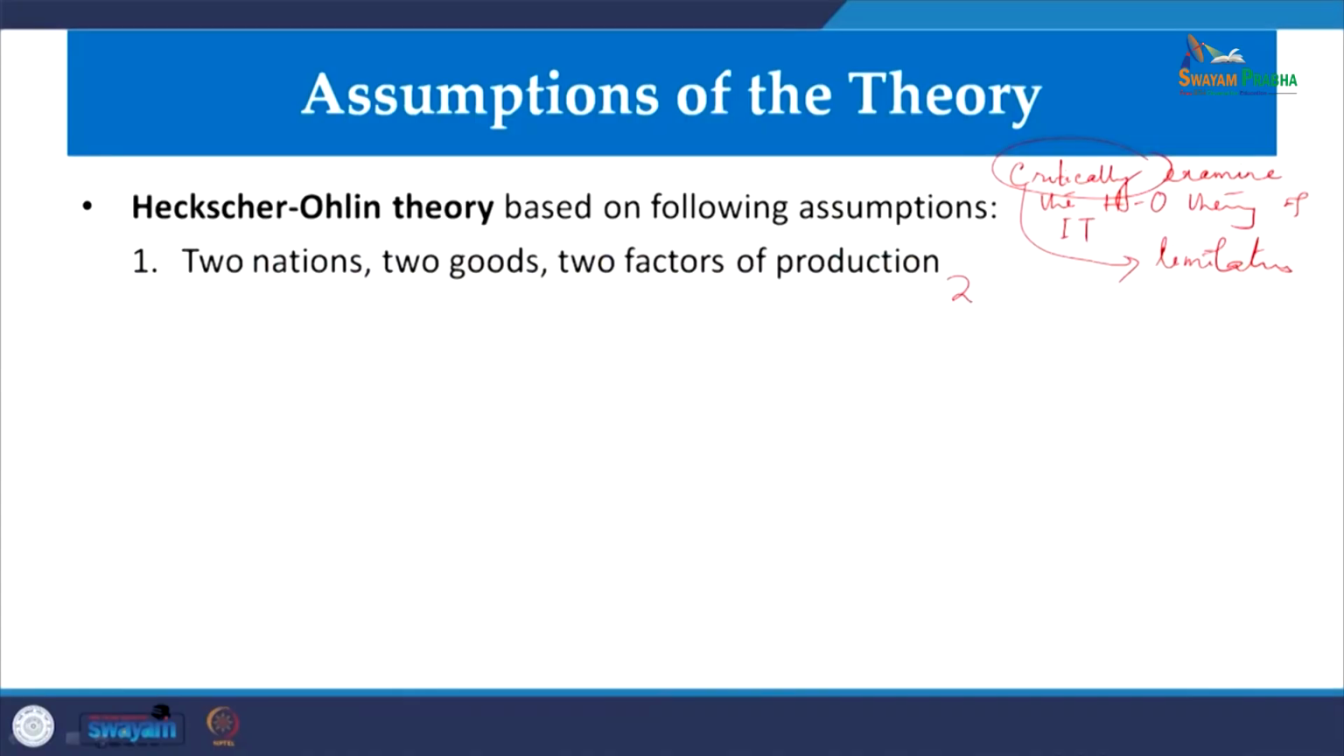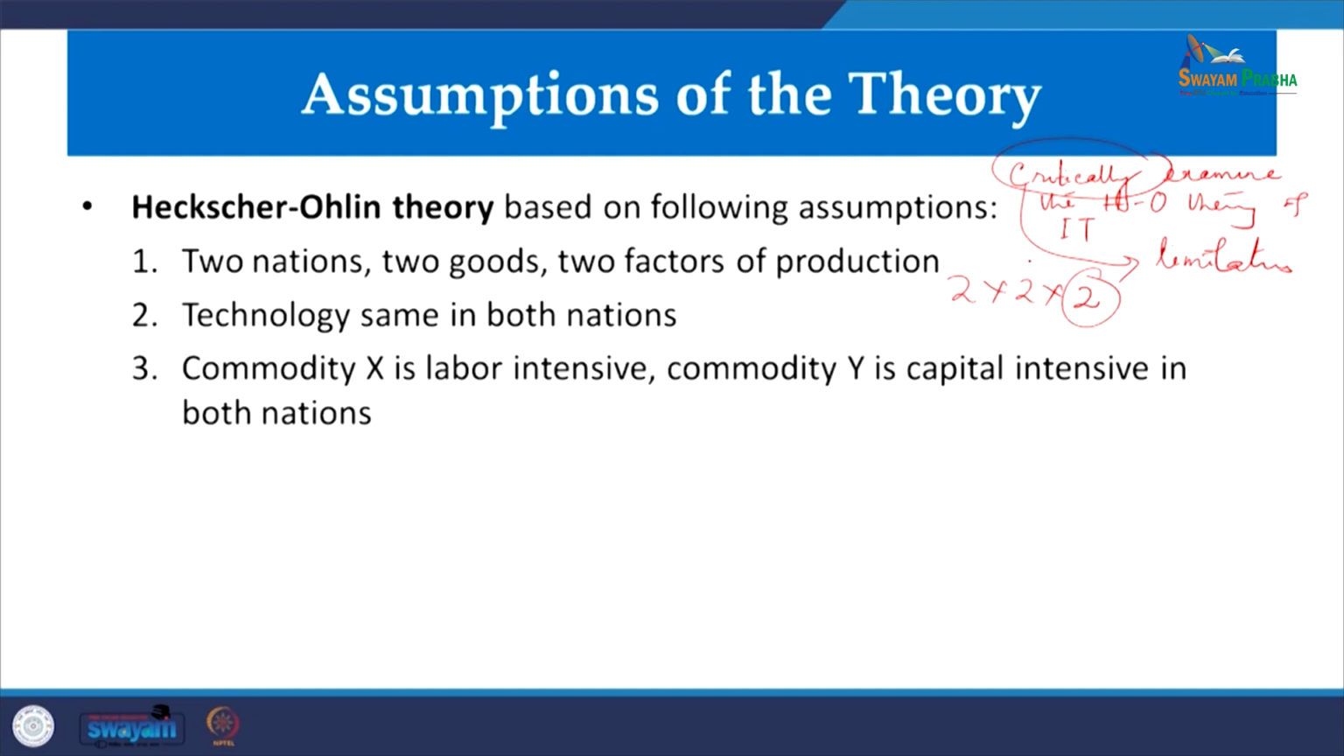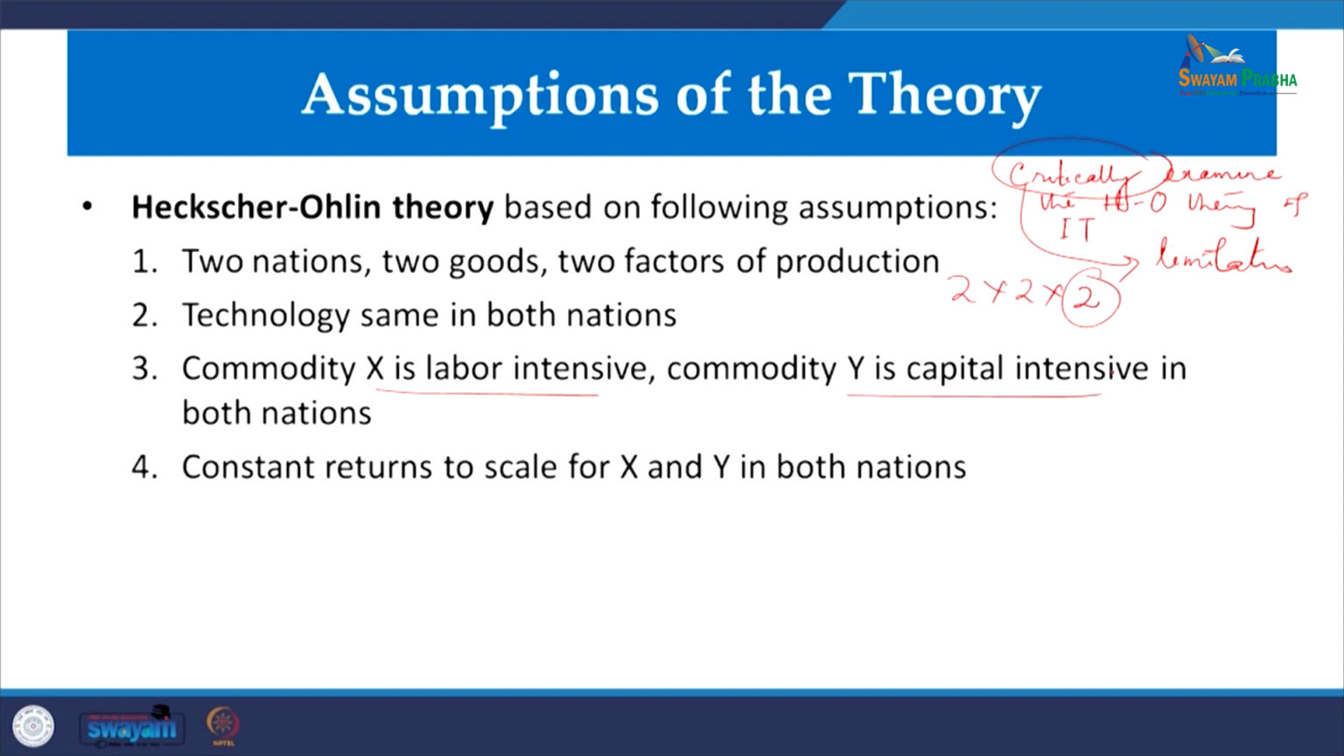So, the first assumption is, likewise in the classical theory we explained 2 by 2 by 1, here it is a 2 by 2 by 2 model. So, 2 by 2 by 2 stands for 2 countries, 2 goods and 2 factors here. This is a new addition in this format. Now, technology is the same in both the nations while we are discussing trade across the countries, and commodity X is assumed to be labor intensive and Y, vice versa, capital intensive in both the nations, and constant returns to scale follows while mapping the possibility of international trade.